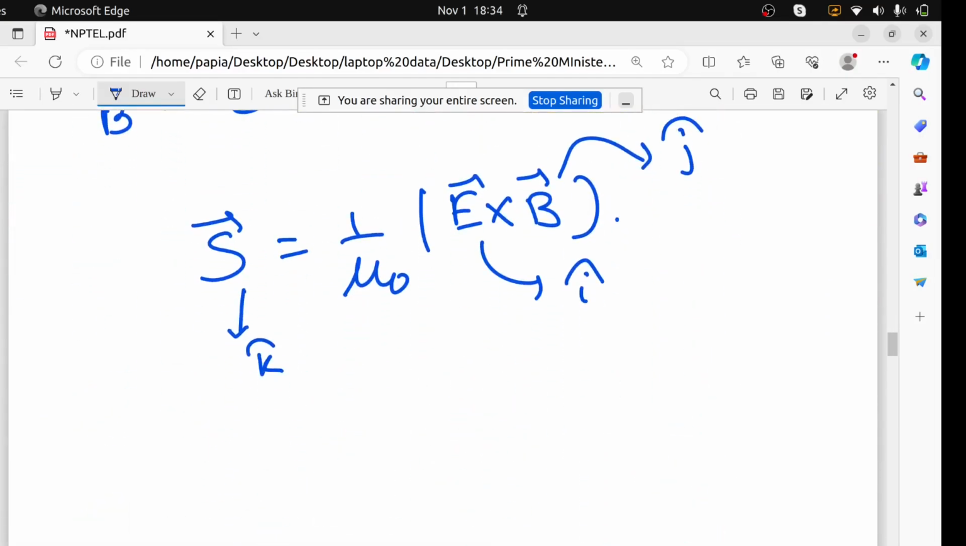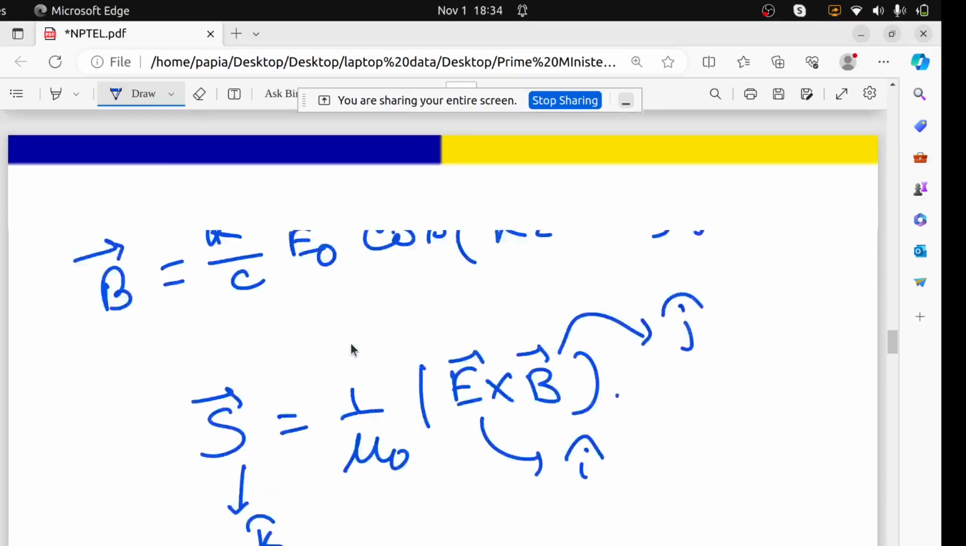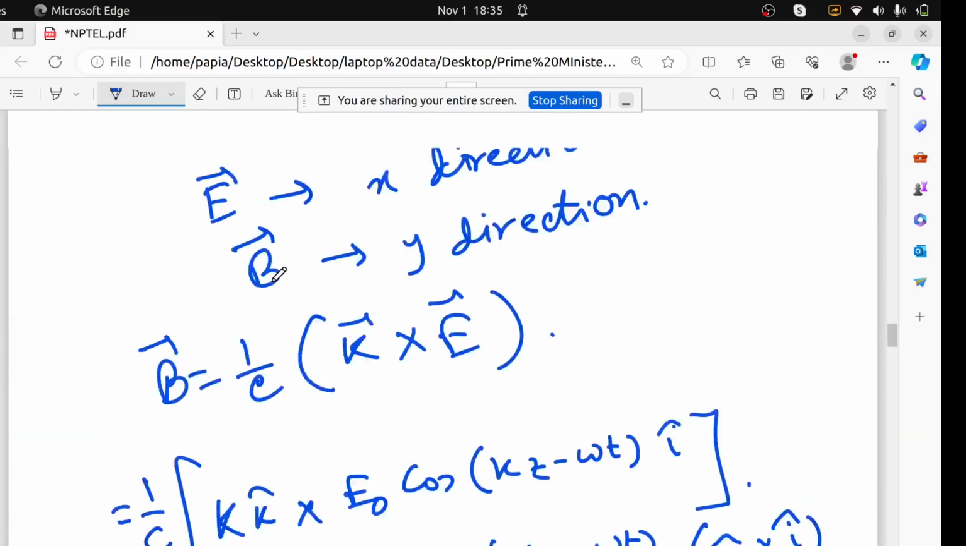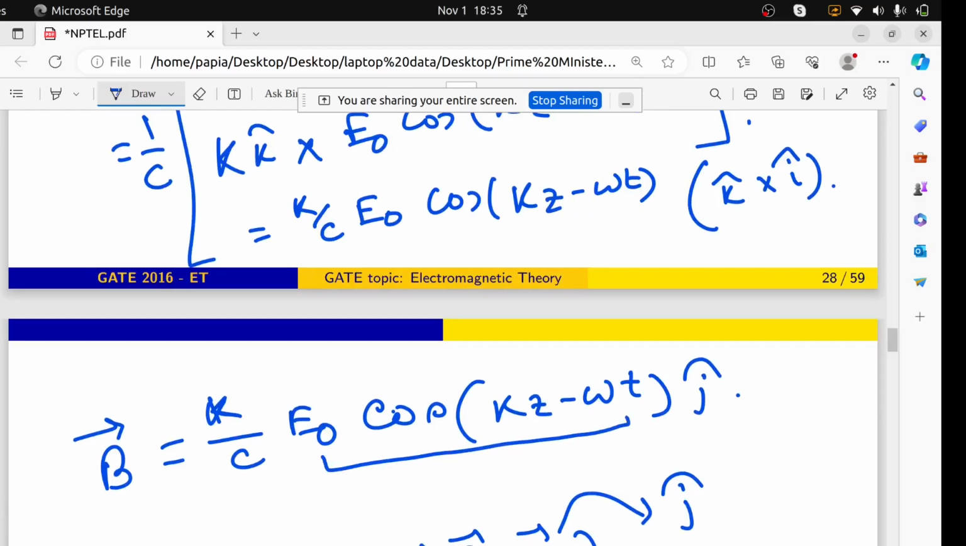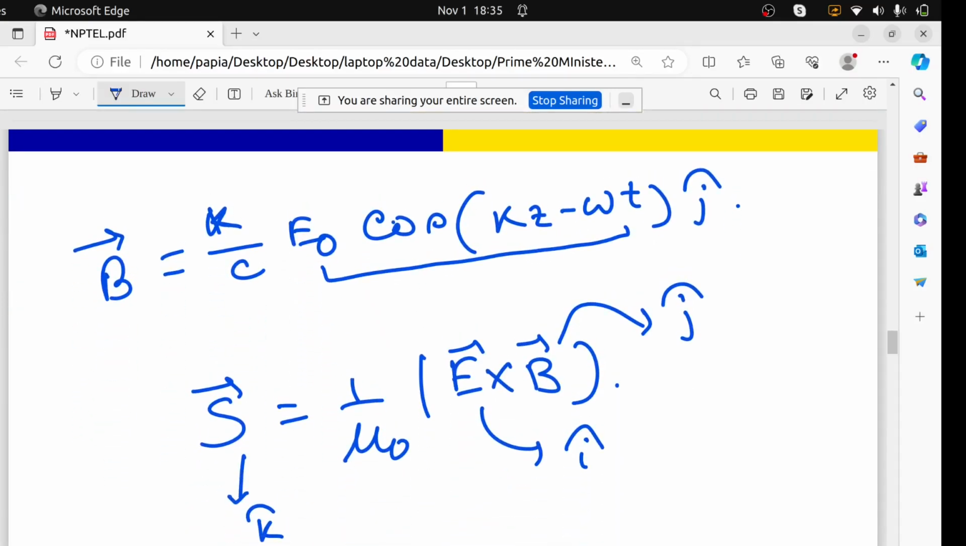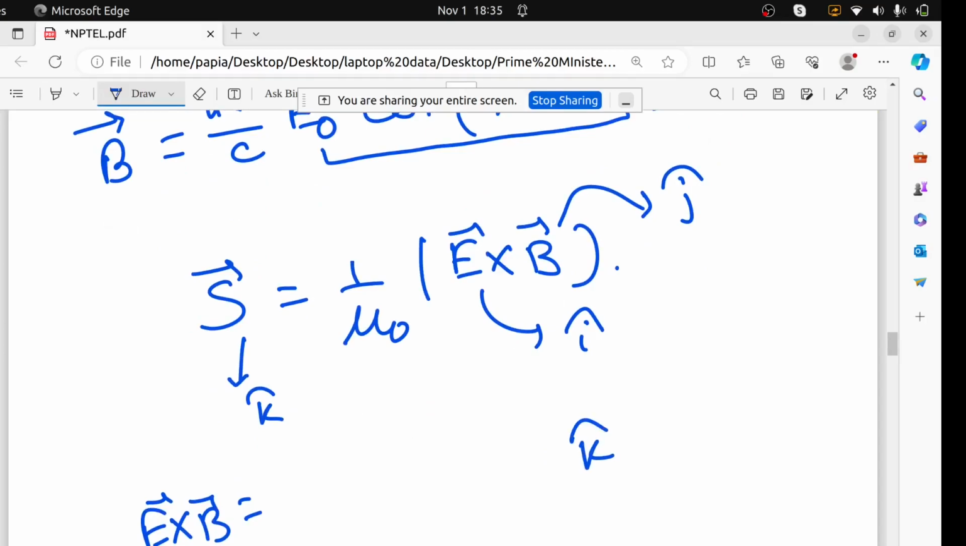Okay, so first of all, E cross B. For E, I think, what was E? Yes, E was this part, if you just remember correctly. E was this part, with i cap obviously there. So i cap cross j cap is making k cap. We have already written that. This direction part is done. Now we are going to calculate the value only. So 1 by mu naught is there. Now E cross B.